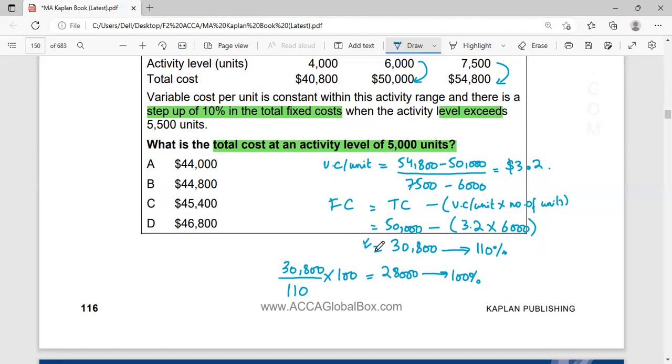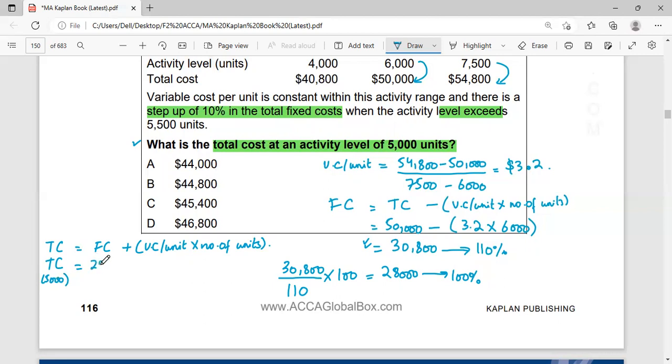Yes, it's clear. Okay. Now finally we will do the requirement of the question. The formula for total cost was fixed cost plus variable cost per unit times number of units. So tell me what fixed cost you will be taking. You need to calculate the total cost at 5,000 units. So what will be the fixed cost?